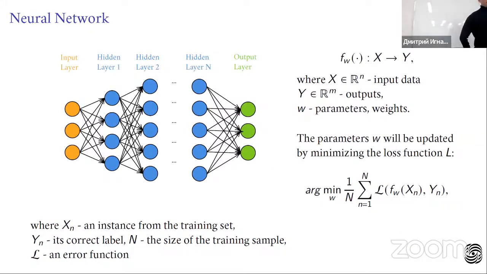What's a neural network? We can consider it as a multi-layer mapping from input space to labels, and it can be considered as an architecture with neurons and weights.